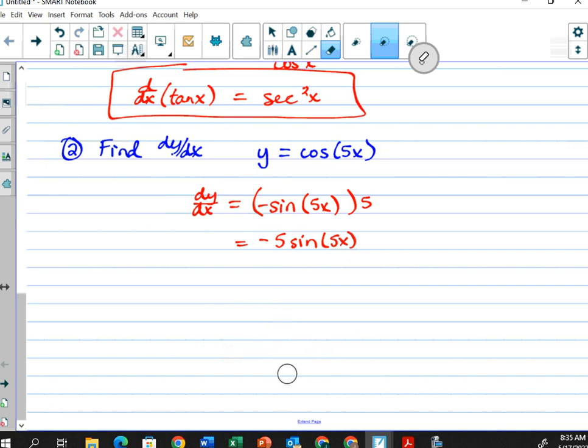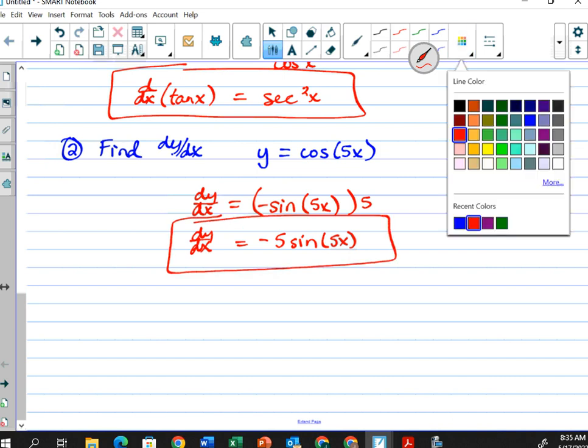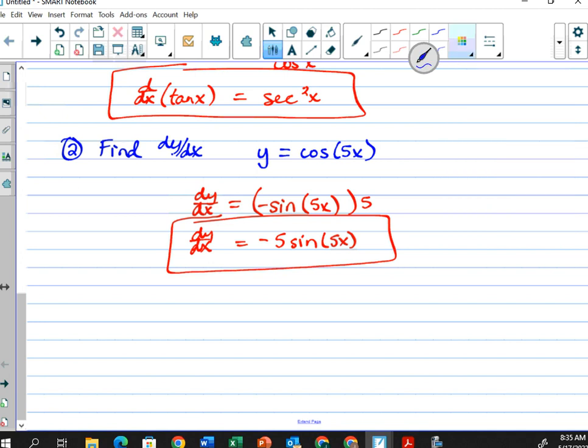That's it. We're done with number 2. And we have 7 examples today, guys, including those 2. We're already on number 3. Okay, same directions. Find dy dx. You guys try this one, okay?